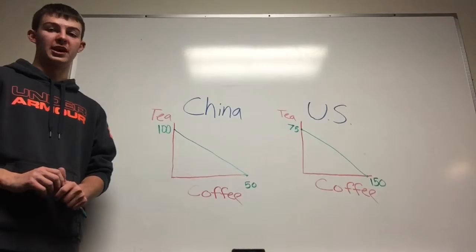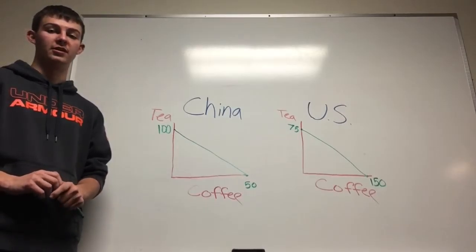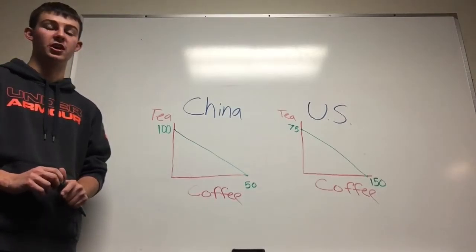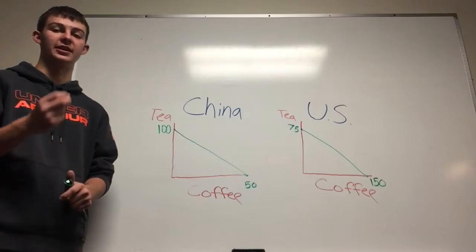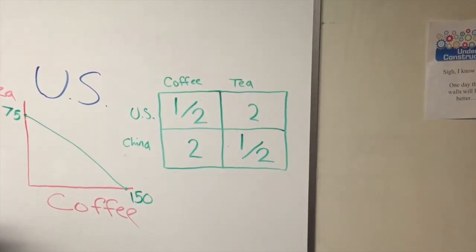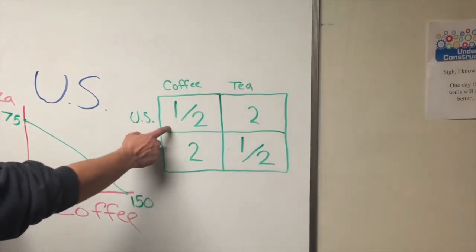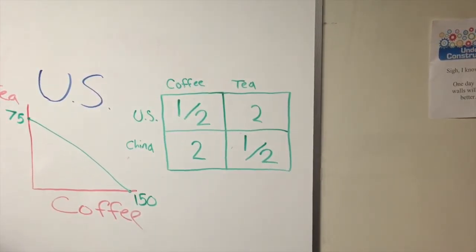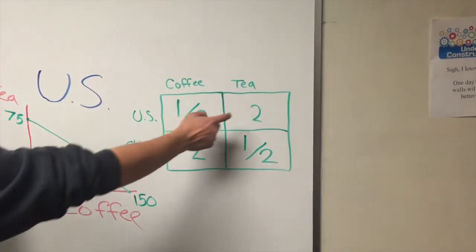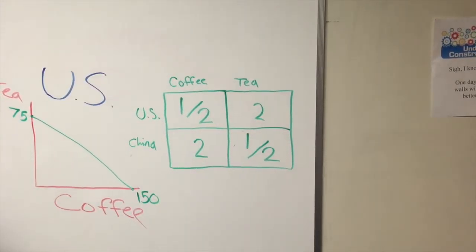From the information that we have in both graphs, we can now put together a table of opportunity costs for each country in producing both coffee and tea. From this table, you can see that for every coffee that the US produces, they give up half of a tea that could be produced. On the other hand, they give up 2 coffees for every tea that they produce.